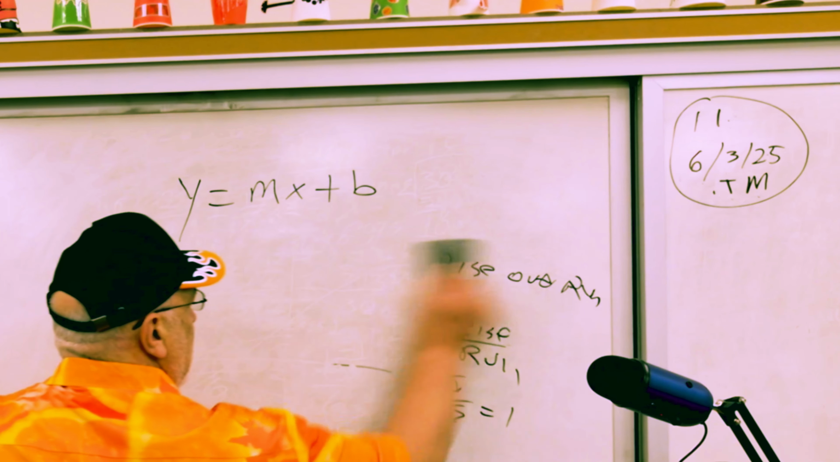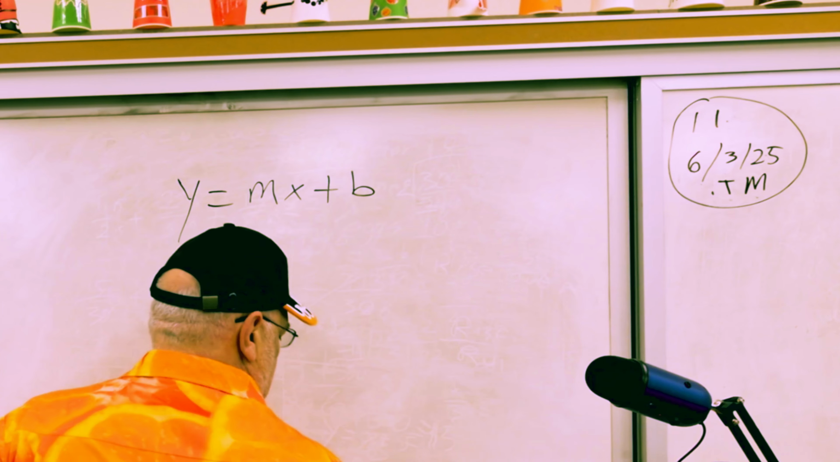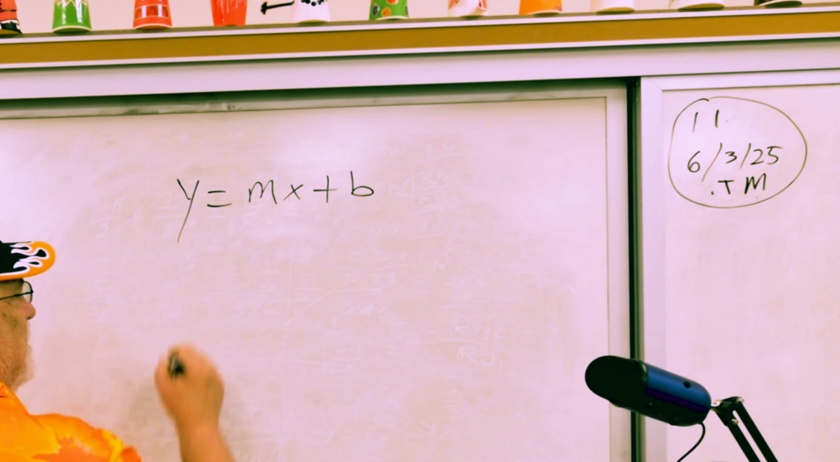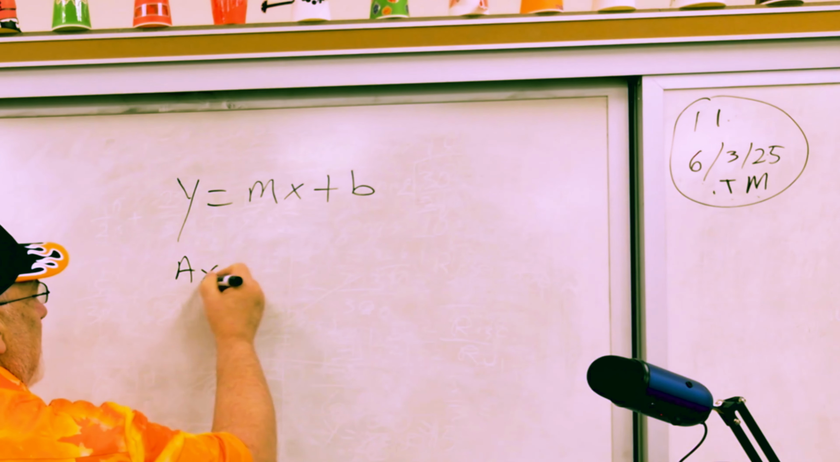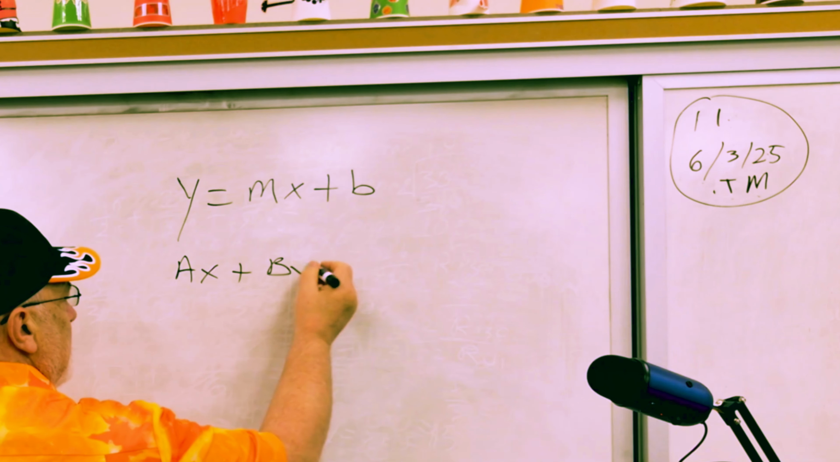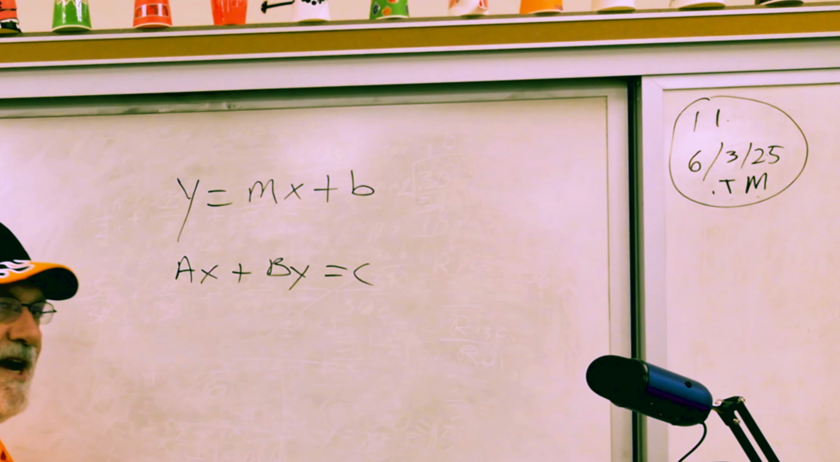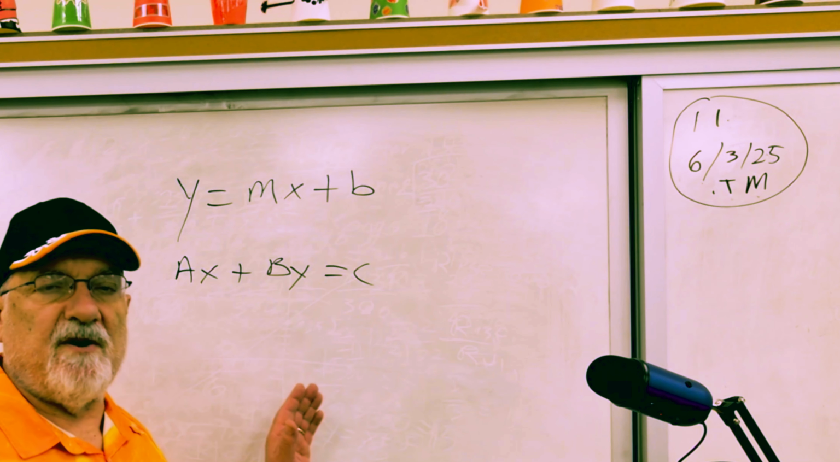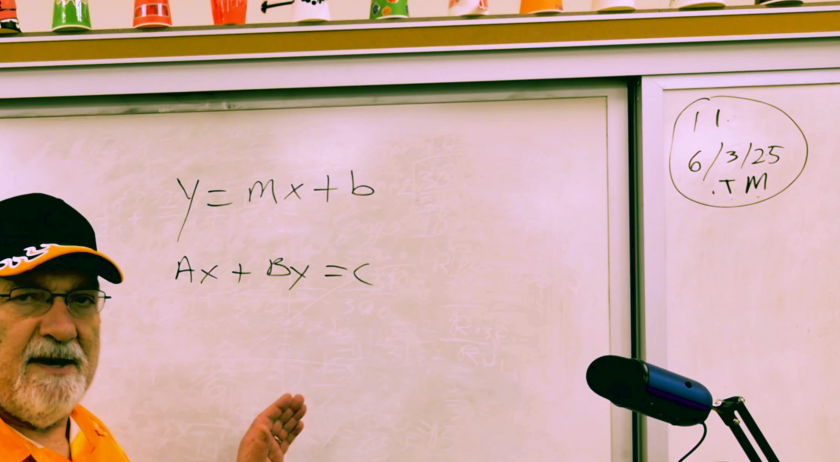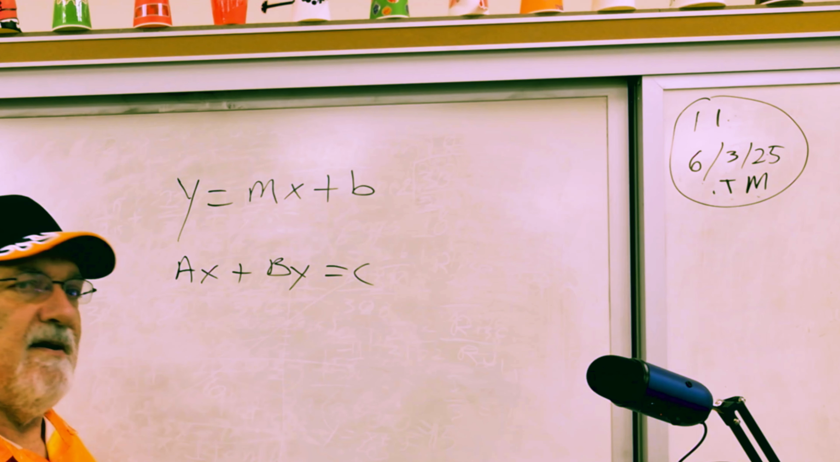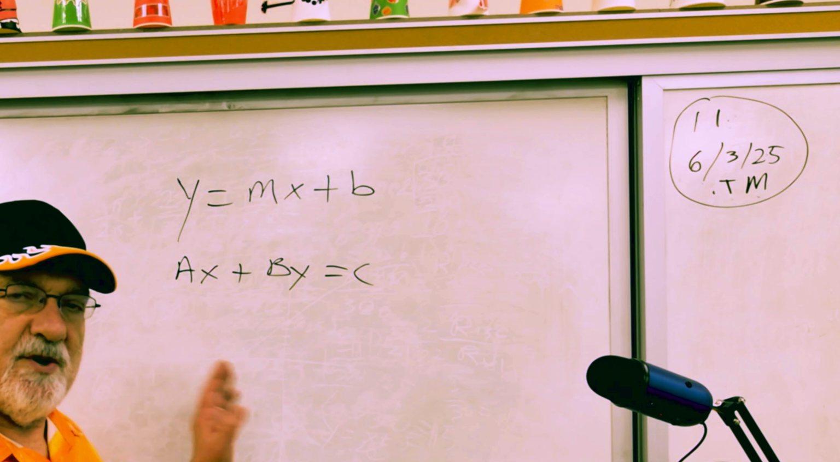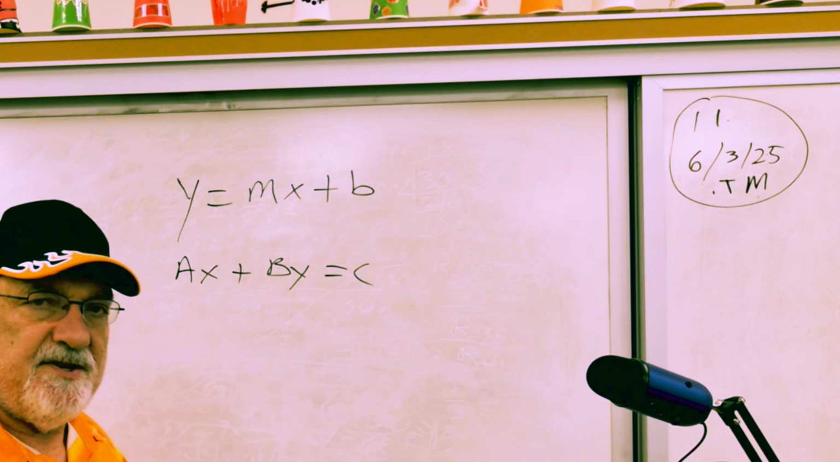I want to talk about converting between the y-intercept form of the equation and the standard form of the linear equation. This is the standard form. It has a lot of built-in information. I'm not going to be concerned about that right now. I'm just going to be concerned about transforming from one to the other.